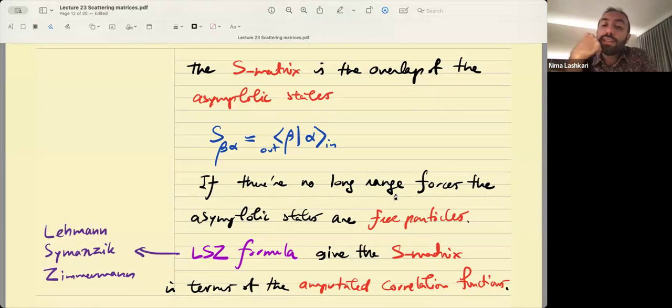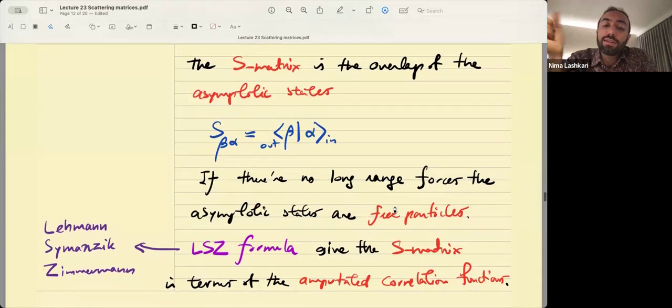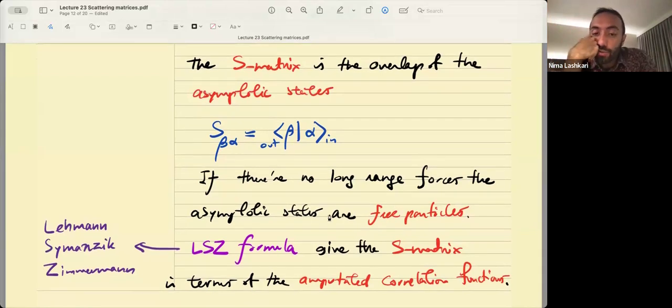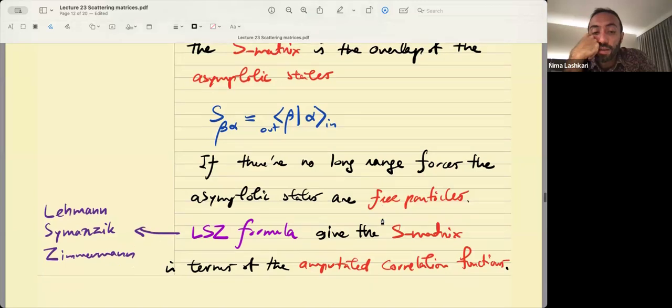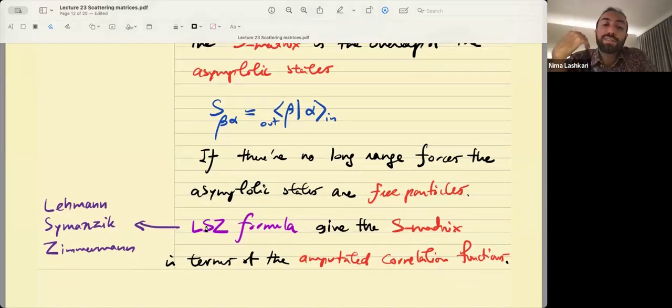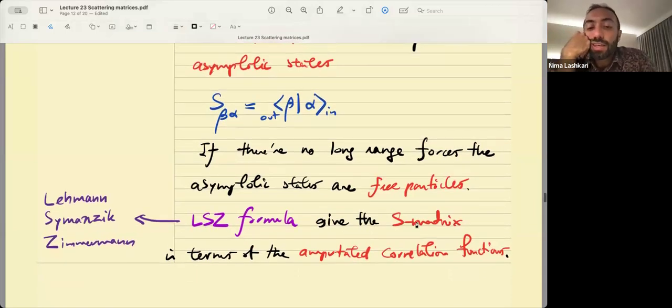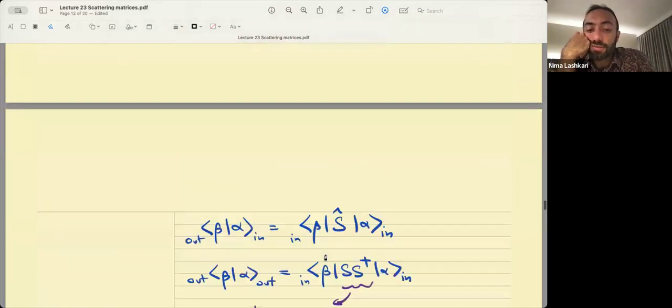So yeah, we said that what we do is we adiabatically turn off the interaction, so that the in and out states, the asymptotic states, are free particle states. As we said, and I'm repeating this, the idea is that the LSZ reduction formula gives the S matrix in terms of the amputated correlation functions.